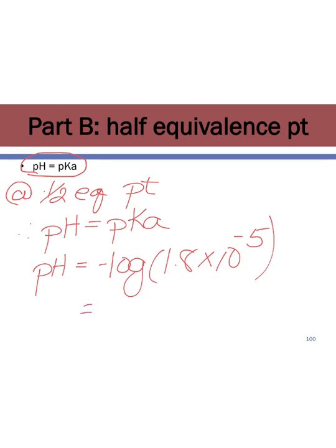And that would give us 4.74. And I just realized a mistake I made on the previous slide. Since we were working with this, we only had 2 significant figures, so that previous answer that I did should have only had 2 digits after the decimal for the pH. Sorry about that.